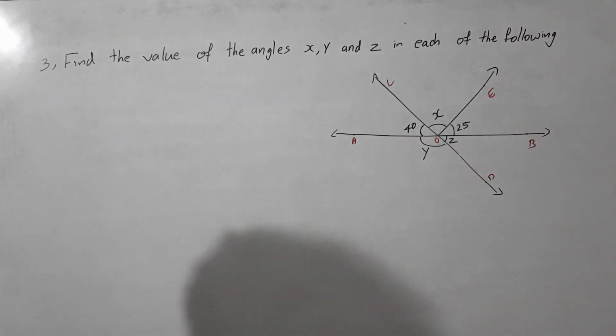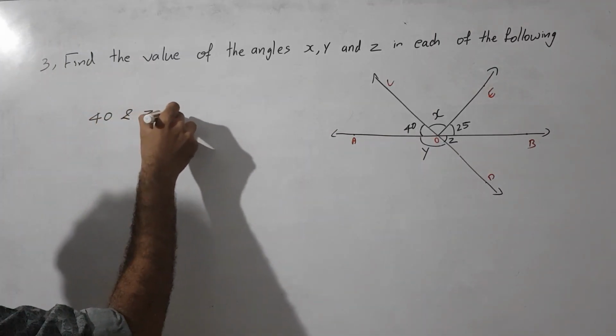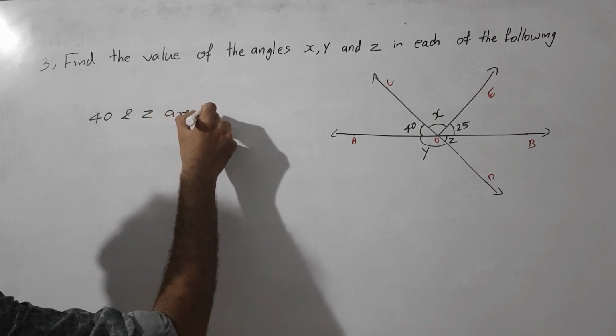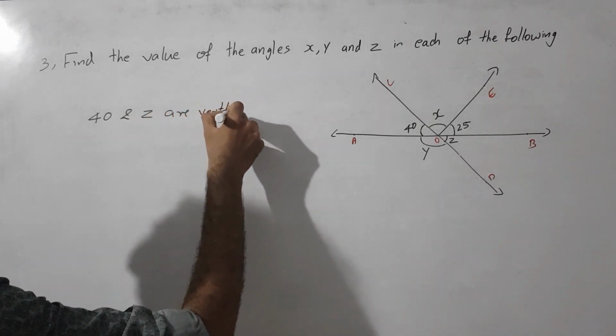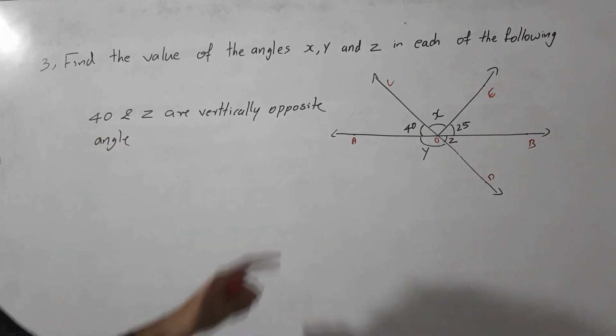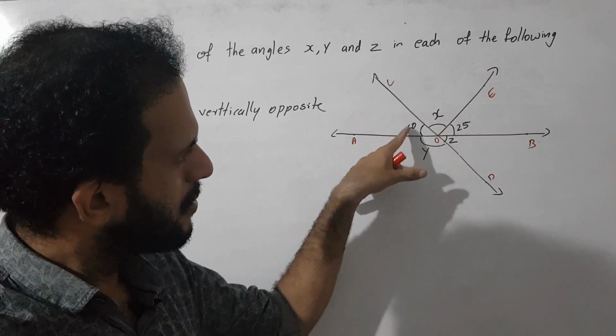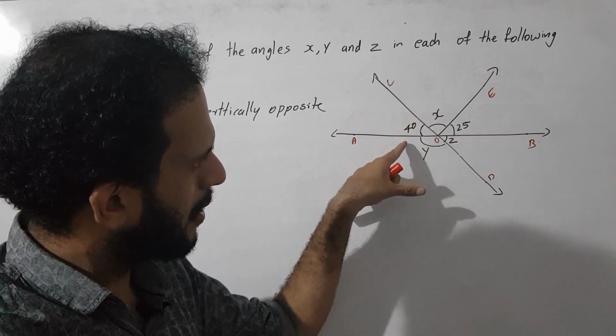So we start from there: 40 and Z are vertically opposite angles. Why are these two vertically opposite angles, children? Because this angle 40 is in between the line AB and the line CD.